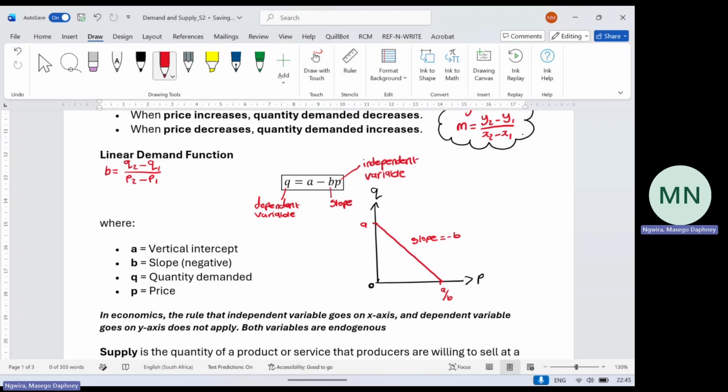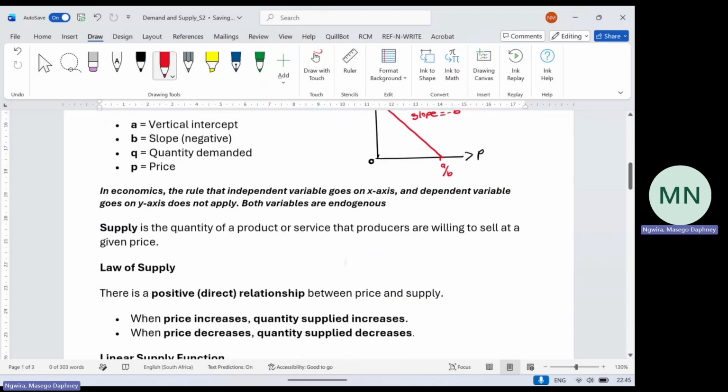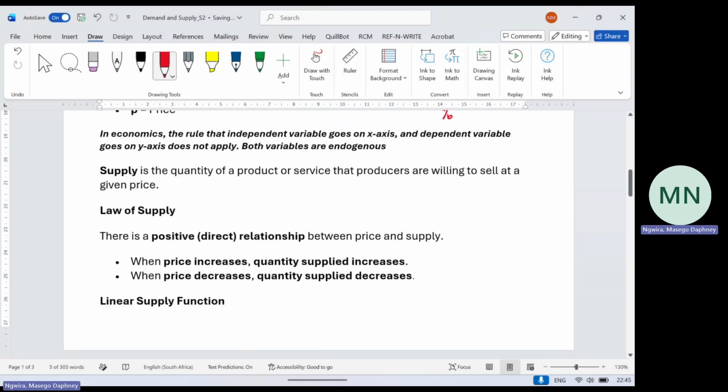All right, and then now we move on to supply. It says here that supply is the quantity of a product or service that producers are willing to sell at a given price. Then the law of supply: there's a positive, or direct, relationship between price and supply. So when price increases, quantity supplied increases. So what does it mean? This means that when the price of a good is high, suppliers want to sell more in order to make more profit.